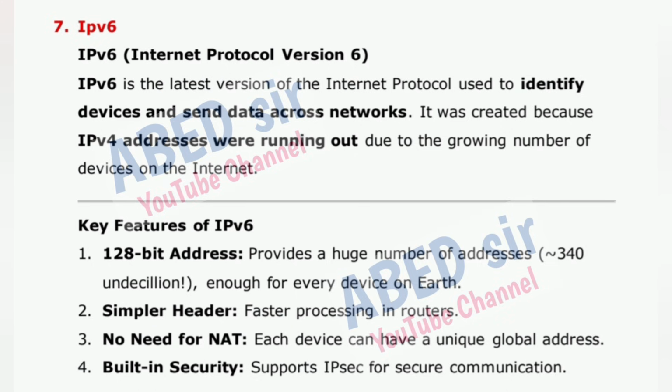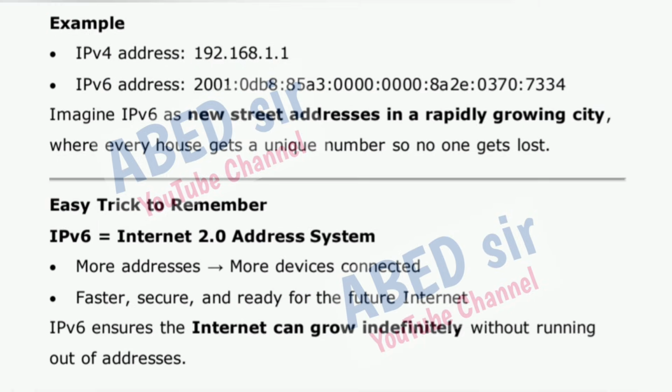2. Simpler header, faster processing in routers. 3. No need for NAT, each device can have a unique global address. 4. Built-in security, supports IPsec for secure communication. Example: IPv4 address 192.168.1.1. IPv6 address. Imagine IPv6 as new street addresses in a rapidly growing city where every house gets a unique number so no one gets lost.